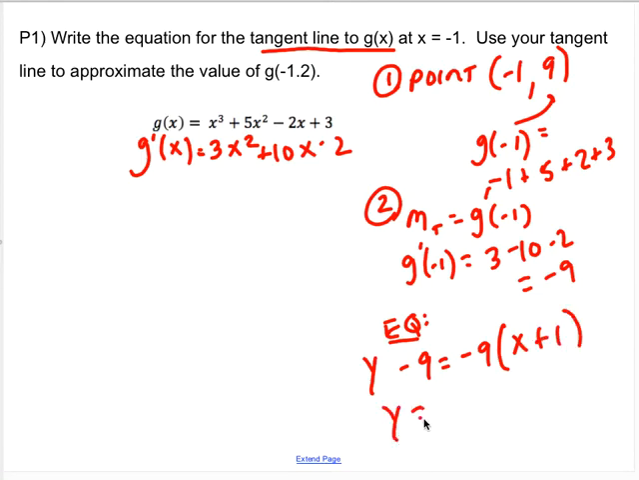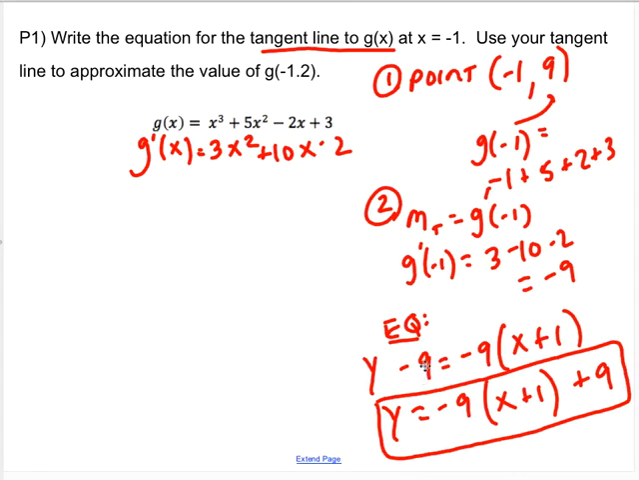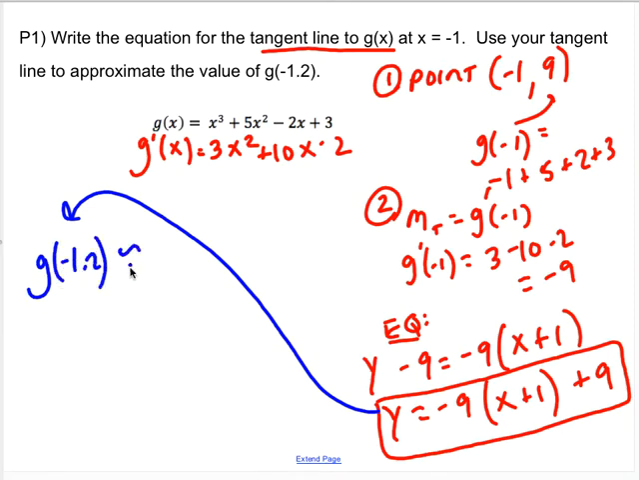So when I add that 9 over, I get -9 times (x plus 1), all plus a 9. That's the equation I want to use, right? That's the first thing I was asked to do. The second thing I was asked to do was to take that equation and approximate g of -1.2, right? Make sure that you communicate that that's what you're doing, and make sure you use the approximately symbol.